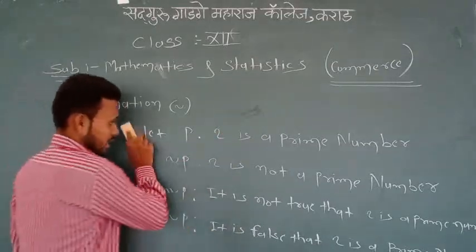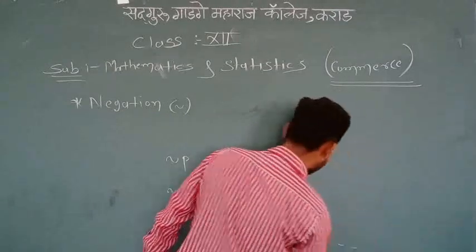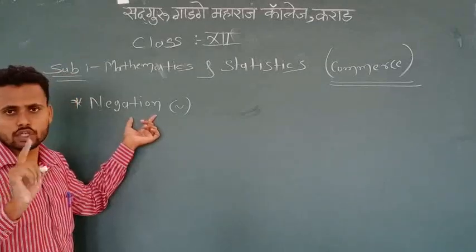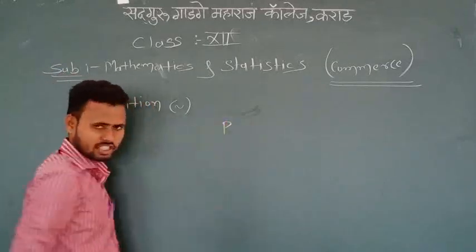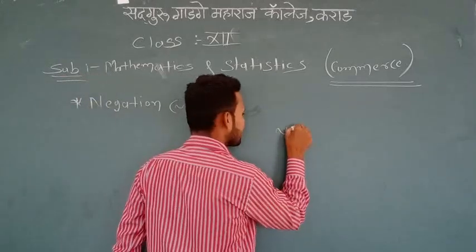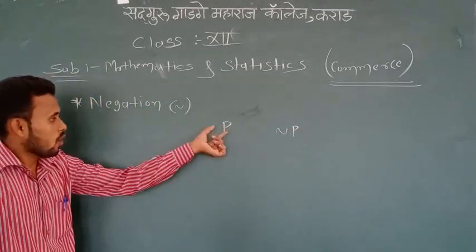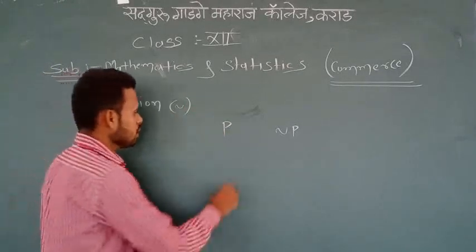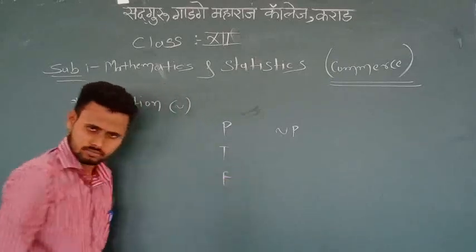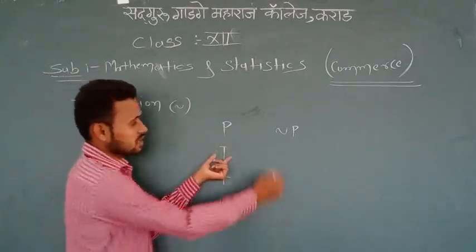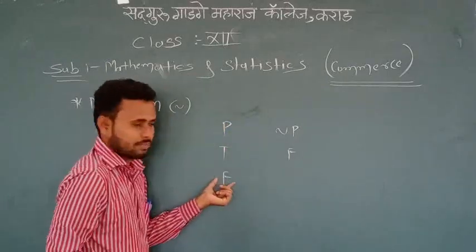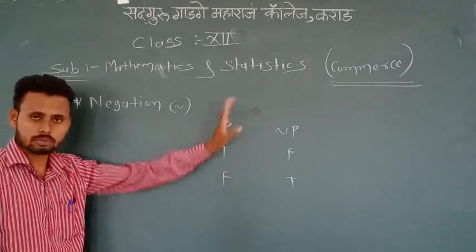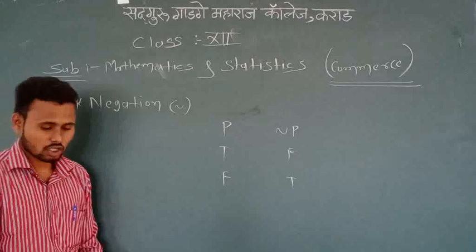Now, the truth table for negation. For negation, we want only one statement. Means what? P, sufficient. Then its negation, here I write P. Now we know that for any statement there are only two possible truth values. First one is true, second one is false. Then P is true, then negation of P is false, and P is false, then negation of P is true. This is the truth table for negation of a statement.